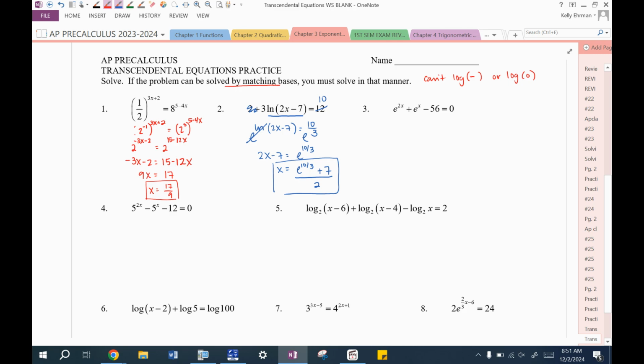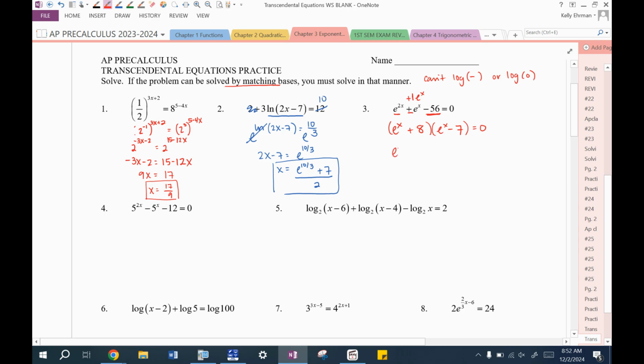Number 3 is an exponential equation, and it's a trinomial. It's one that we can factor. So remember, we begin by splitting e to the 2x into e to the x and e to the x. And you want the numbers that multiply to 56 that add or subtract to 1. So factors of 56, 8 times 7 is 56. So if I make it plus 8 and minus 7, that's going to add up to the plus 1 e to the x that I need in the middle.